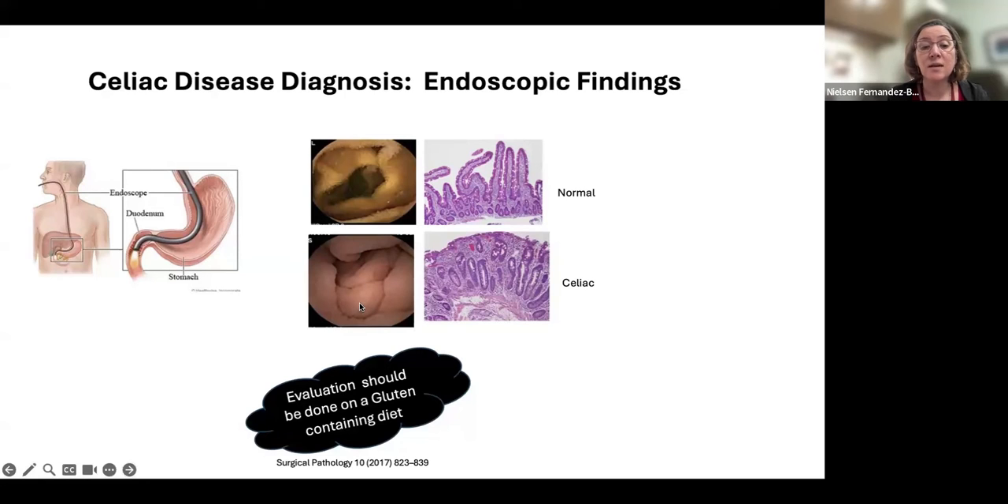However, in a patient with celiac disease, visually, we see that the villi are gone, and we see notching or scalloping. There's also nodularity, and a snakeskin appearance to the lining. Under the microscope, the villi are gone, and what we have is very deep crypts. Again, evaluation should be done on a gluten-containing diet, because once the patient is on a gluten-free diet, these signs of injury begin to heal. Sometimes this makes it difficult to make the diagnosis.